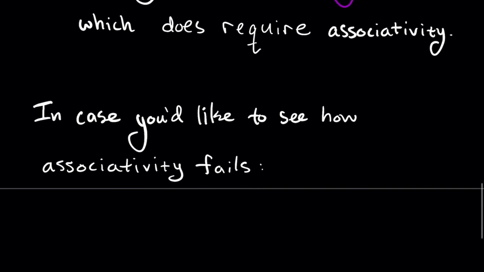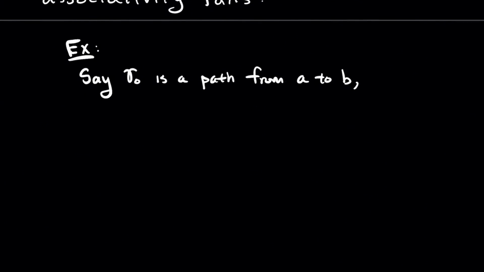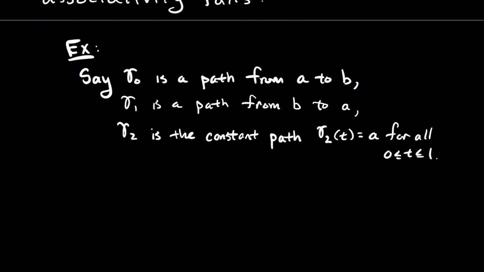Now, in case you'd like to see how associativity fails, it's not too hard to come up with an example to show this. So let's say gamma naught is just a path from A to B. It doesn't really matter my topological space. You could argue that it does, but maybe take my donut example from the picture before. Let's say gamma 1 is a path from B to A, so just from B back to A. And let's say gamma 2 is just the constant path that just stays at A the whole time.